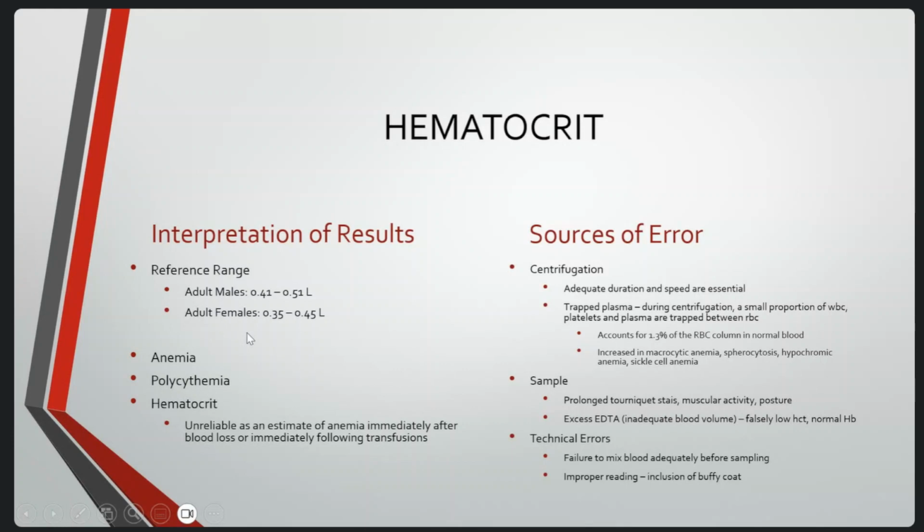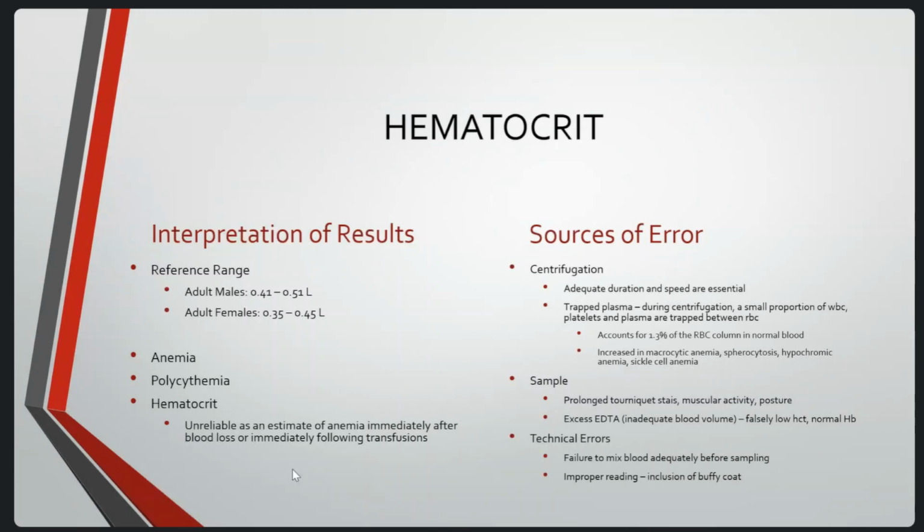For the interpretation of results, of course, we have different reference ranges for males and females because of the different body types, and also for children and adults. So this can vary, and of course, lower than the normal value can be interpreted as anemia, and if it is increased, polycythemia.